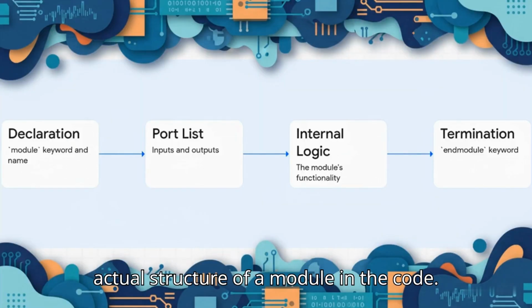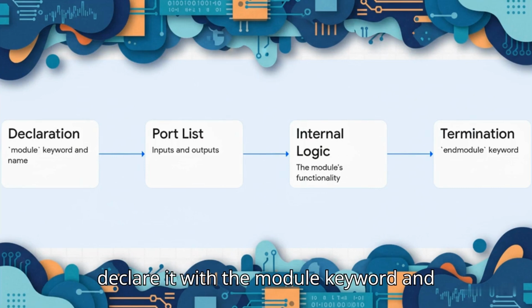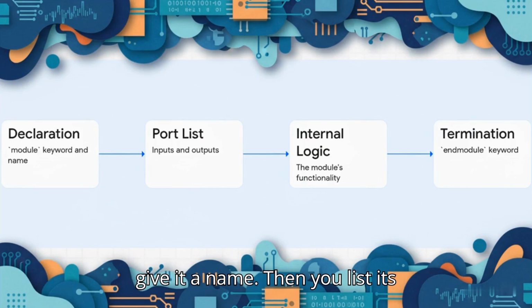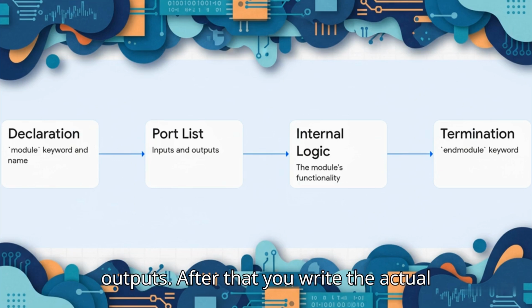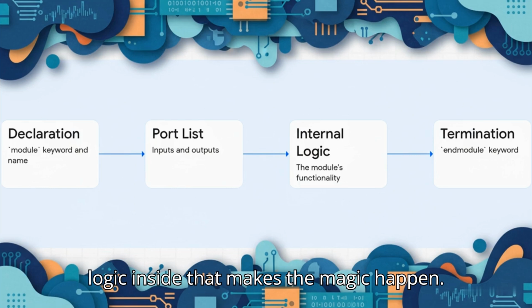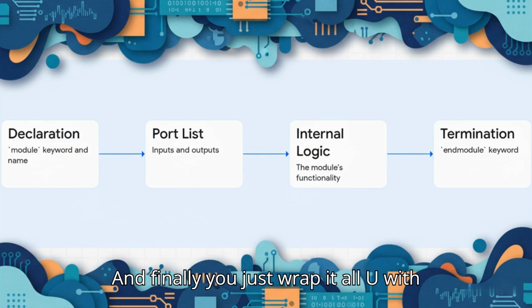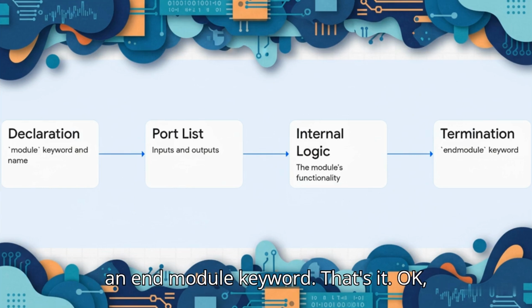And the actual structure of a module in the code? It's super straightforward. First, you declare it with the module keyword and give it a name. Then you list its ports, all the inputs and outputs. After that, you write the actual logic inside that makes the magic happen. And finally, you just wrap it all up with an endmodule keyword. That's it.